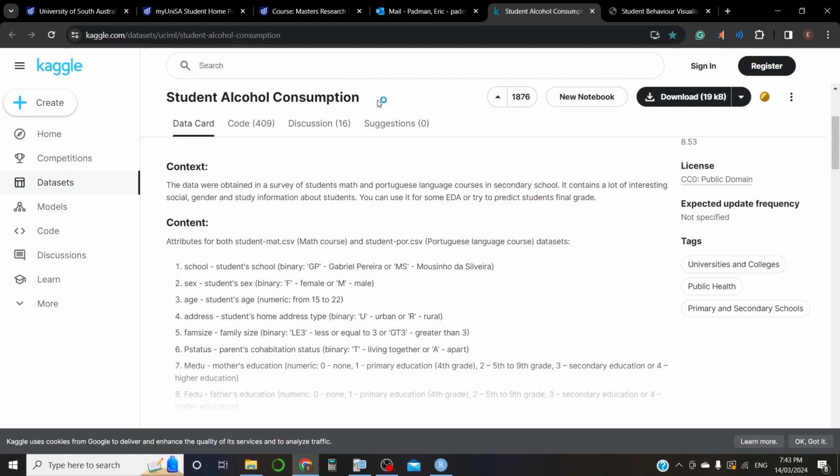Now, I found this data set before everyone else. So I've actually worked on this data set before. I had to clear it with my supervisor, make sure I'm okay to work on this assignment. But you can actually find this data set on Kaggle.